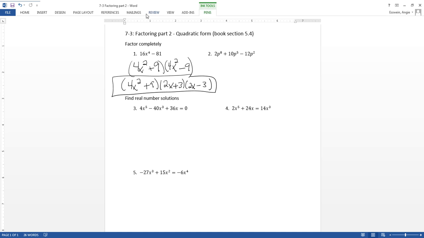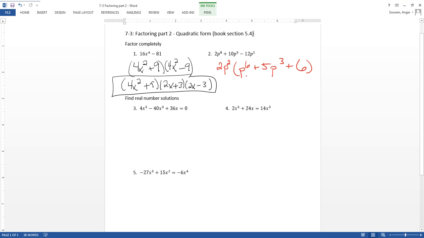Number 2, we actually have a greatest common factor here. So we can take out at least 2 p's. So we have 2p squared that we can factor out. And then, if we divide this into each term, we get p to the 6th plus 5p cubed plus 6. And you can always double check your answer by distributing this back out.